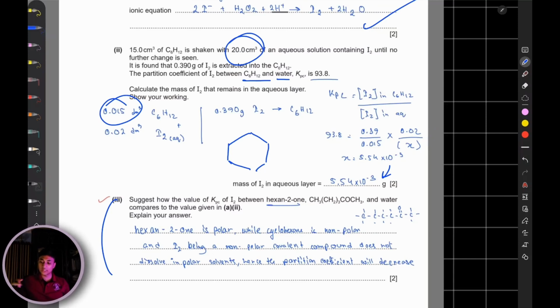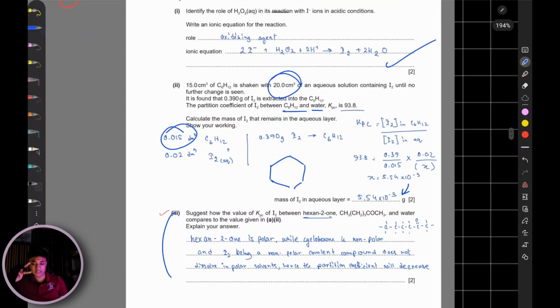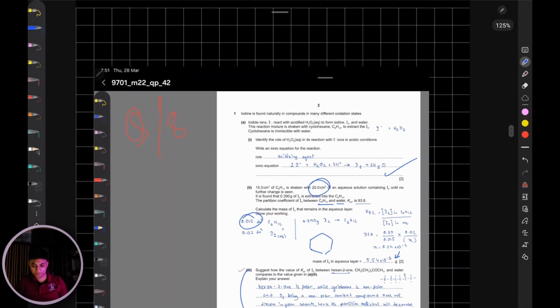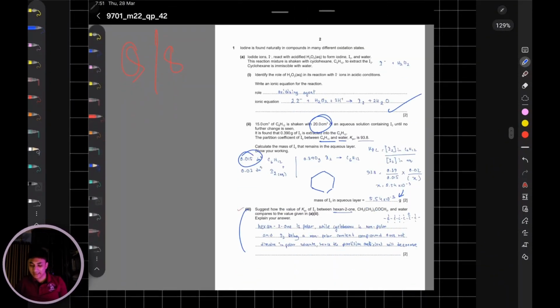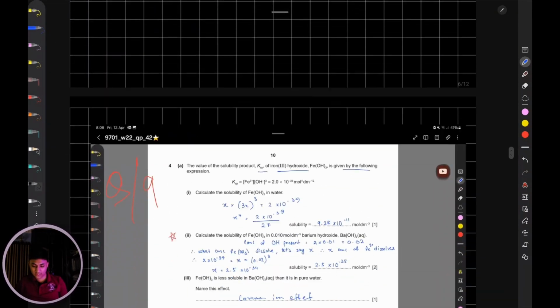Because now H2O has a greater chance of keeping I2, that is iodine, absorbed, right? Since the difference between absorbing capability is not that high, right? So that is how you would answer question 1 from the March 22 paper. And yeah, let's move on to the next question.